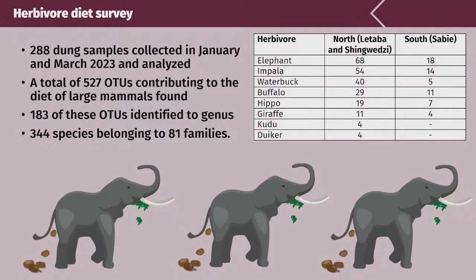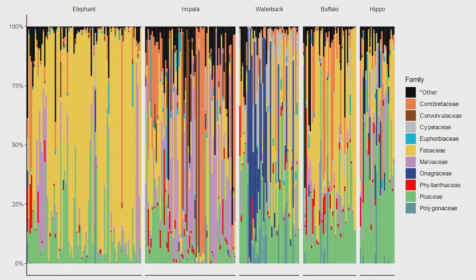So we collected so far almost 300 samples of dung. It's not really evenly distributed across the park. We're going to collect more starting Friday. And we got over 500 OTUs, and 344 out of those could be identified to species level, belonging to 81 families.